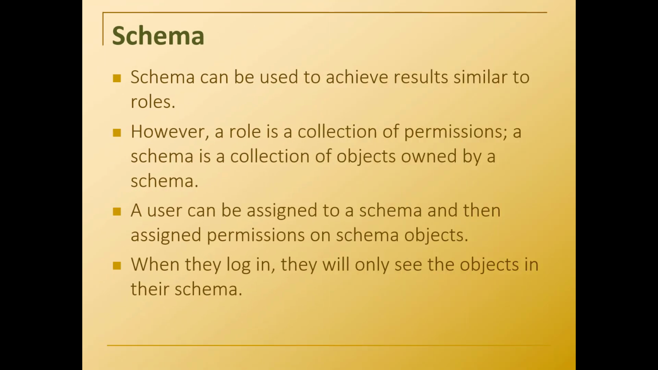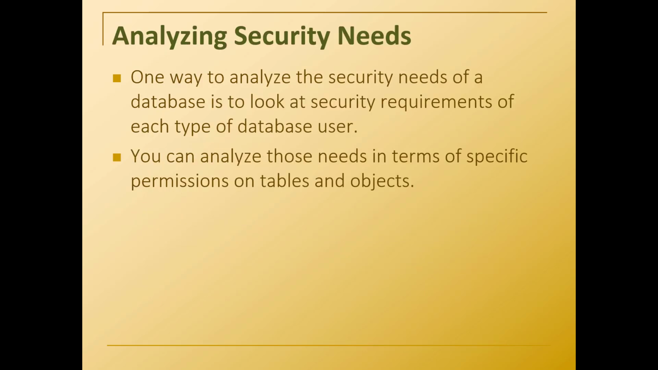Part 2 of making this easier is schemas. Schemas can be used to achieve results similar to roles. Now, with roles we're aggregating and assigning permissions to a group of users. Schemas aggregate a collection of objects. A user could be assigned to a role, and then that role is assigned permissions to schema objects. So when the user logs in, the only thing they're going to see are the objects they have permission to. They don't even know there are other tables.